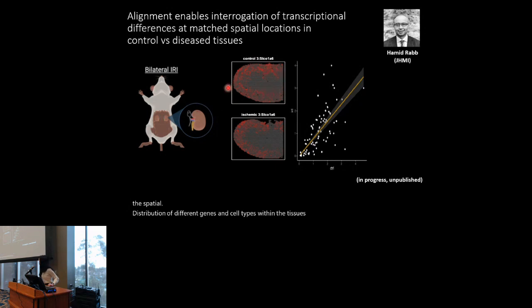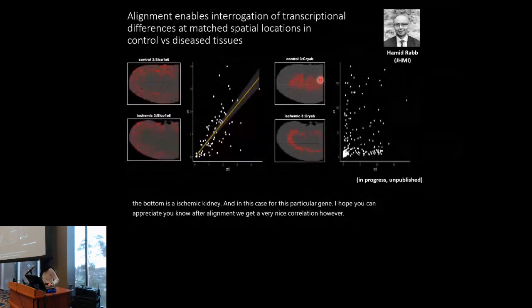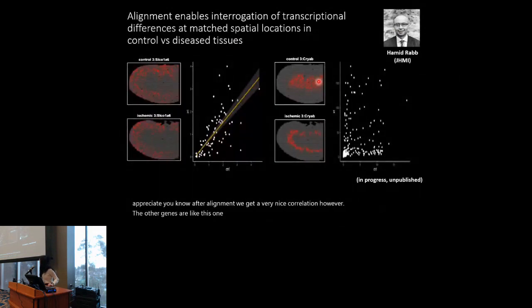So the top is showing a sham kidney, and the bottom is an ischemic kidney. And in this case, for this particular gene, I hope you can appreciate, after alignment, we get a very nice correlation. However, there are other genes like this one that, in the sham, has a very different spatial pattern compared to the ischemic kidney.